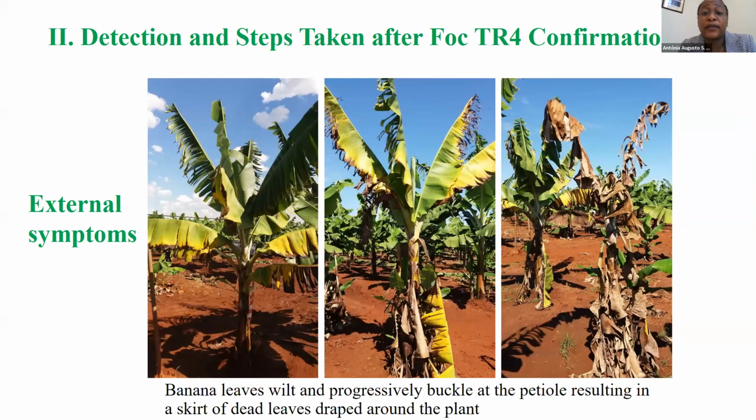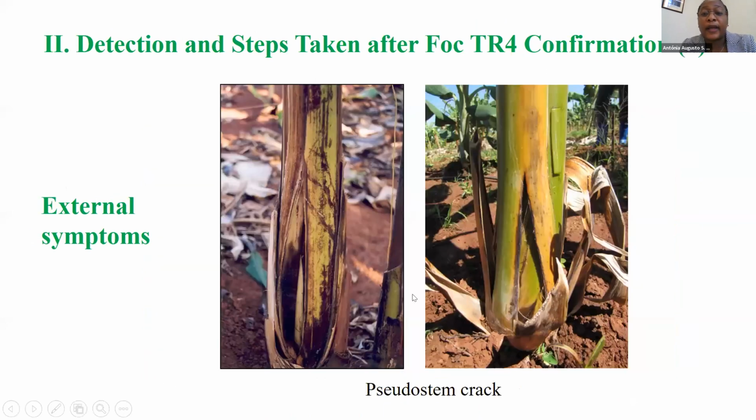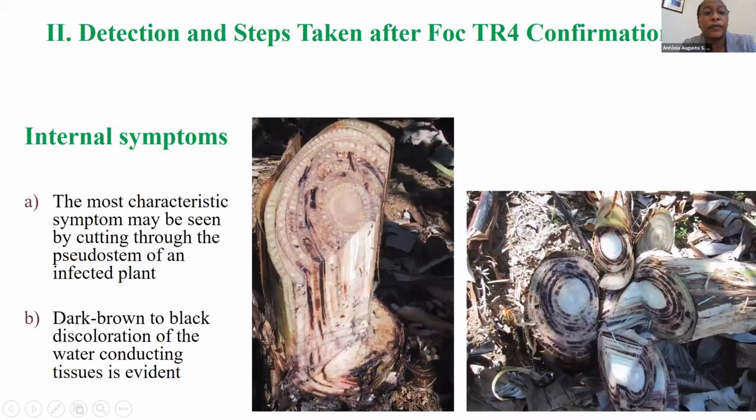This photo shows the symptoms in the field, some external symptoms. We can see banana leaves wilt and progressive buckling at the petiole, resulting in a skirt of dead leaves draped around the plants. You can see another external symptom showing the presence of the disease. Fusarium wilt causes pseudostem cracks. You can see some cracks in the pseudostem.